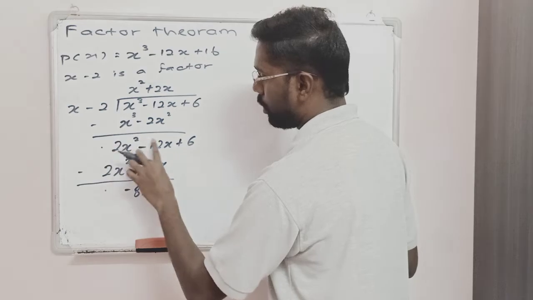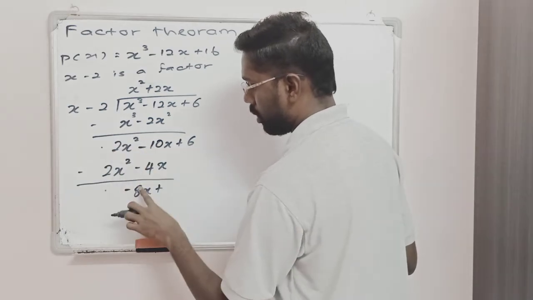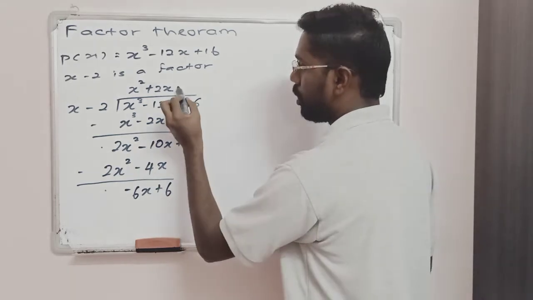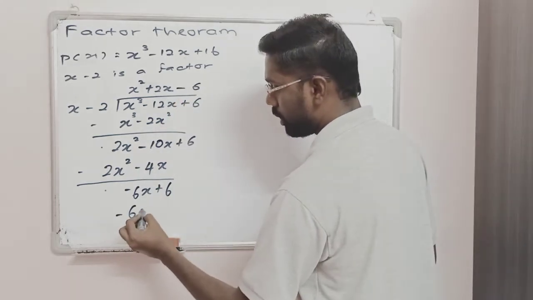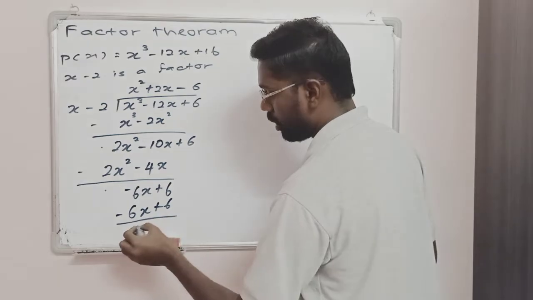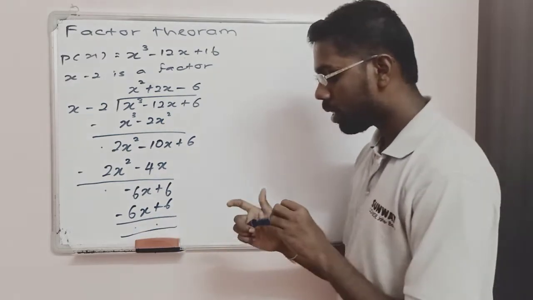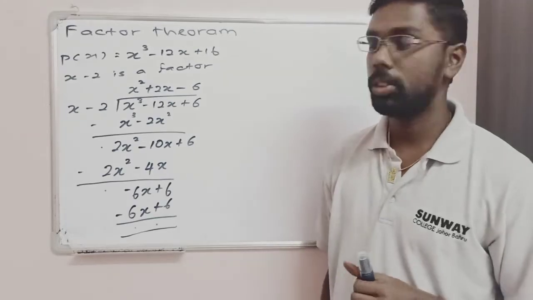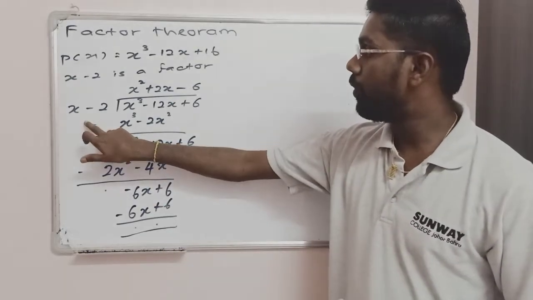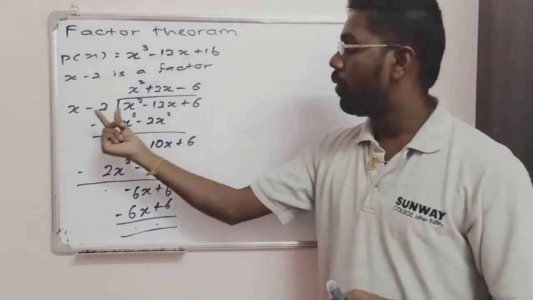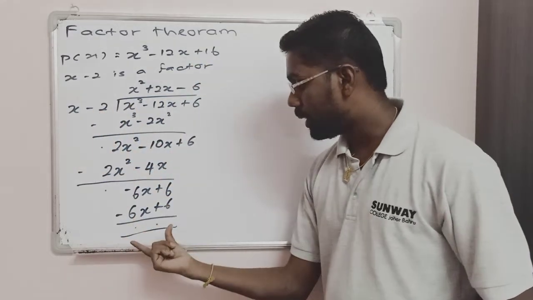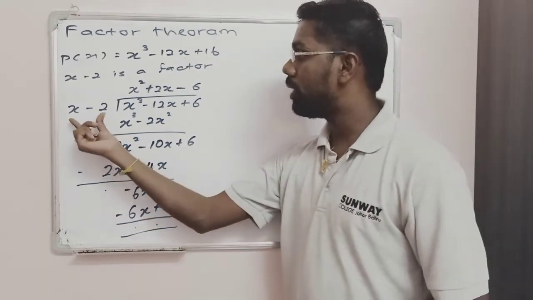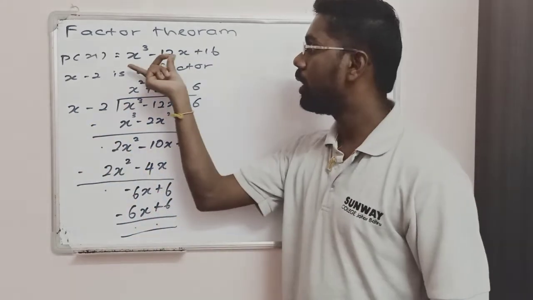Negative 12 plus, sorry, here is 10. So negative 8x plus 16. If we proceed with the long division, when you divide the polynomial by the factor given, you must not have a remainder. There is no remainder. Then we call this a factor of this polynomial.